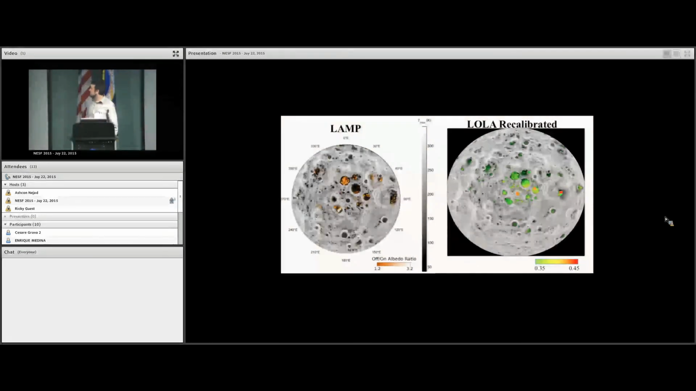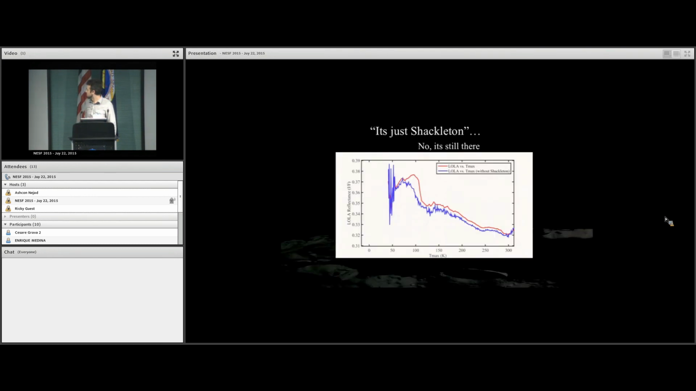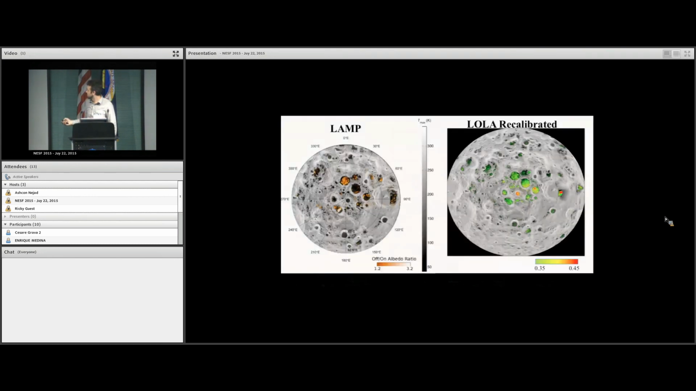Let me just skip to this here. So this is now Paul's map of the LAMP possible detections of water frost. Here's my best current map of where LOLA could be detecting water frost. So now we have to start to compare and contrast these two.